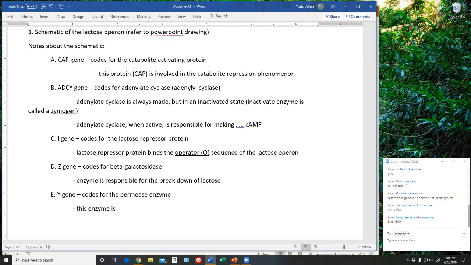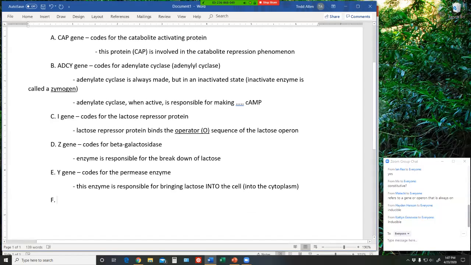This enzyme is responsible for bringing lactose into the cell, into the cytoplasm. If the lactose is outside the cell, that's all great, but if I can't get it in, then that's not going to be good. I need it to be inside the cell to metabolize it and use it as fuel to make ATP.